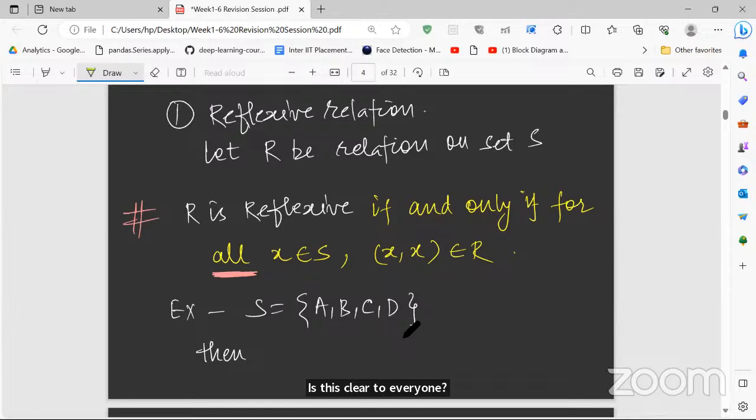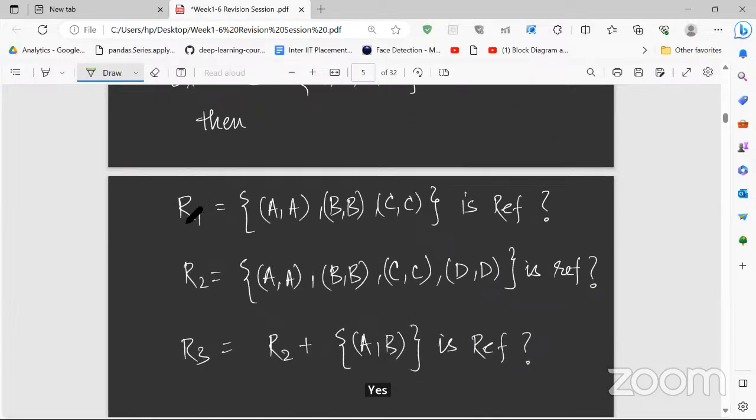Okay, I'm just giving you three examples. How many of them are reflexive relations? Take your time, maybe 10 or 20 seconds, and then tell me. R2 and R3. R2 and R3 are reflexive. Anybody having any doubt on this? R2 is reflexive, and is R3 reflexive? Yes, sir. Okay, correct. Anybody having any problem with R3?